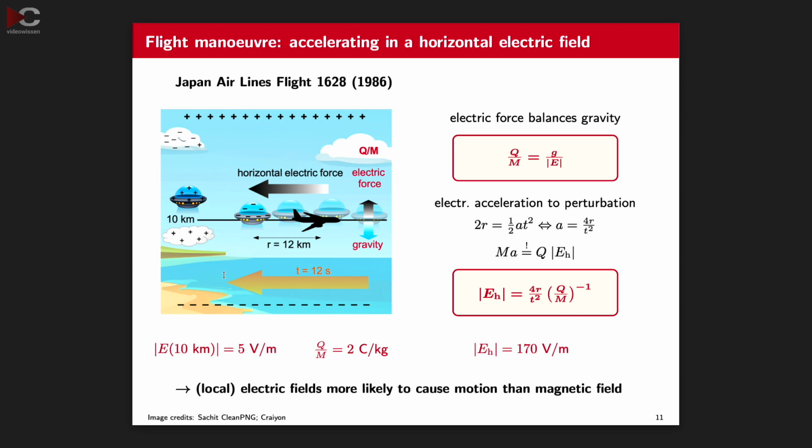Inserting the numbers, we assume again that we are traveling at an altitude of 10 kilometers and that we have a certain Q/M ratio for our largest disk. We now end up with a horizontal electrical field of 170 volts per meter. And this 170 volts per meter is just about twice the electrical field that we have from sea level to 1.5 kilometers altitude. So again, this seems to be possible, this seems to be feasible, and it seems to be more likely to cause this motion than the magnetic field as we saw on the previous slide.